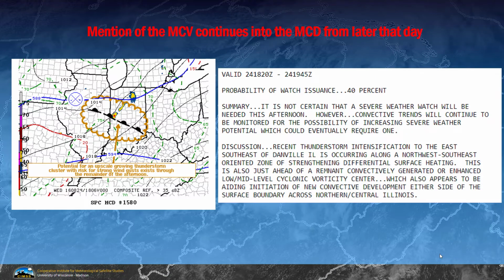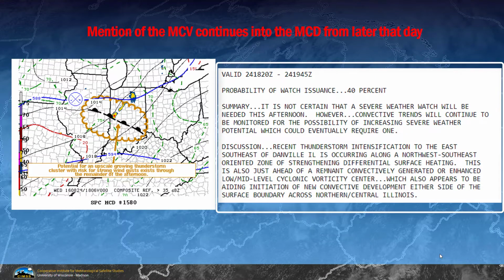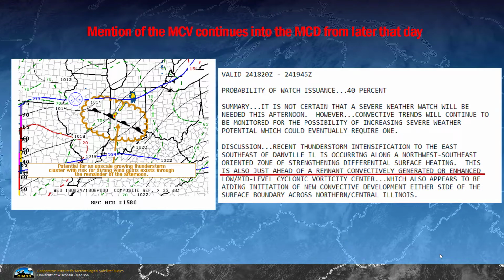The mesoscale convective discussion from later that day also mentions the MCV, surface heating that's just ahead of the vorticity that's associated with this remnant convectively generated or enhanced low to mid-level cyclonic vorticity center. Dynamics associated with the MCV are going to maybe influence the weather later in the day.